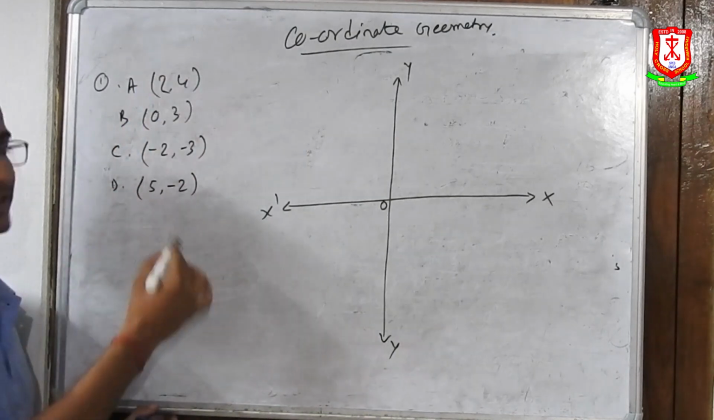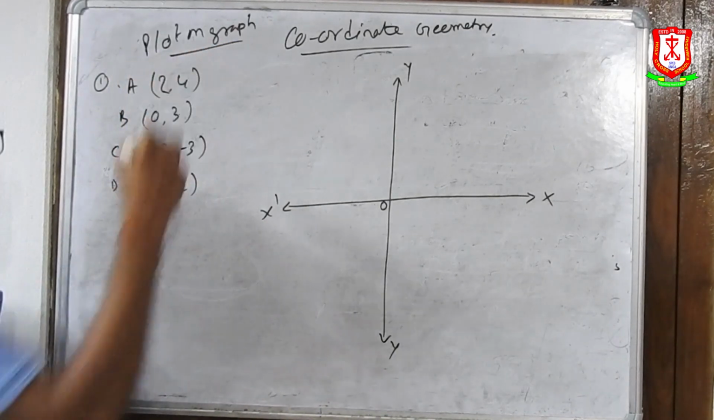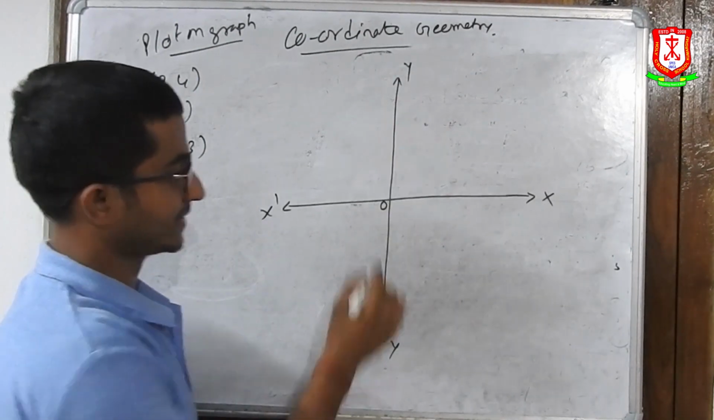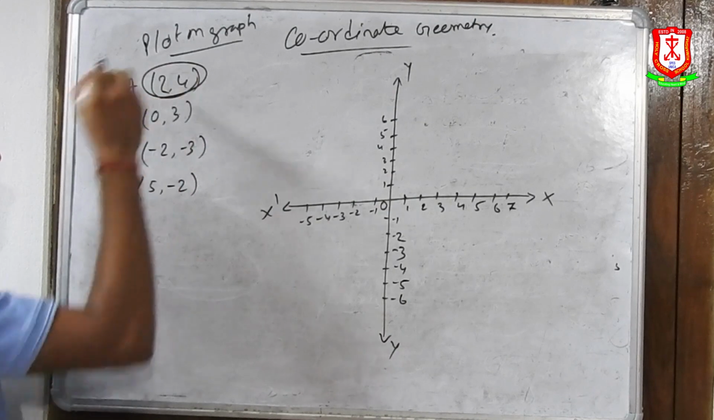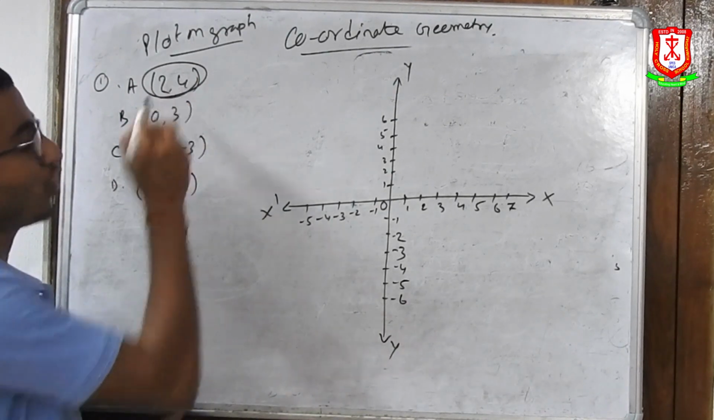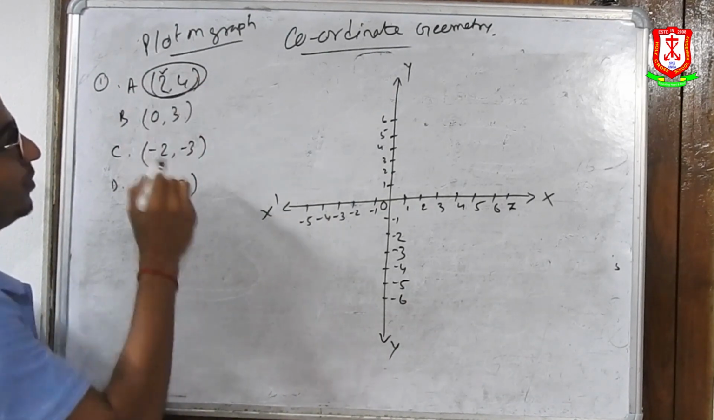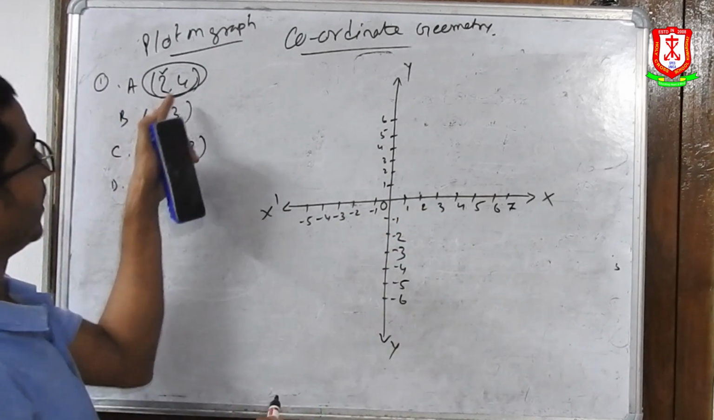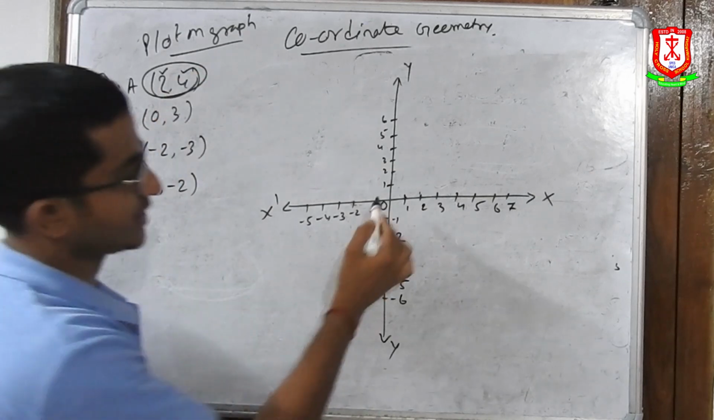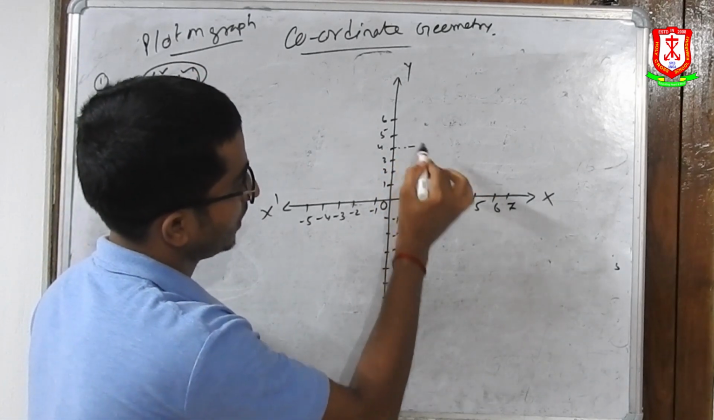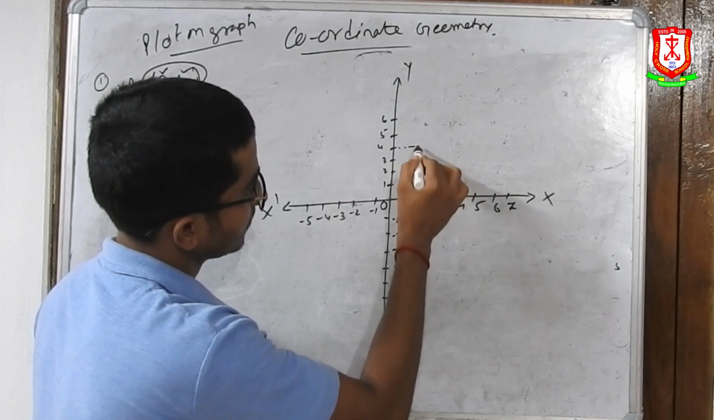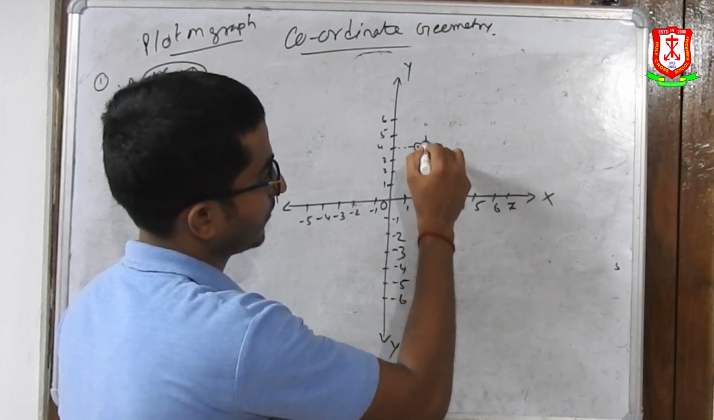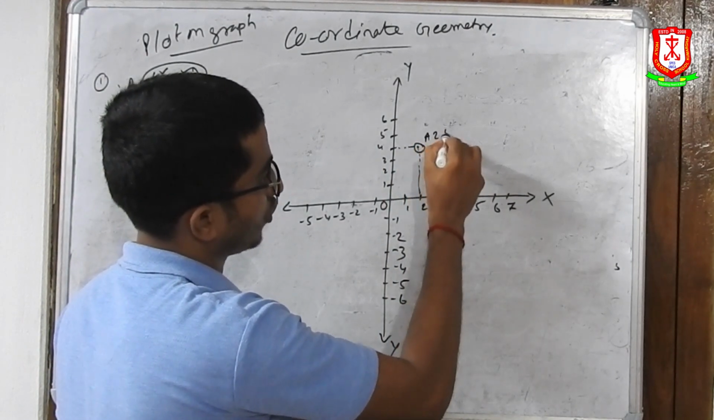Here some points are given, and we have to plot them on the graph. We draw the axes, both the x-axis and y-axis. The first point A is given as (2, 4). Here 2 is the value of x, which is positive. Where is the value of x? Here. The value of y is given as 4. Where is the value of y? Here, 4. If we mark it like that, this is our point A, whose coordinates are (2, 4).